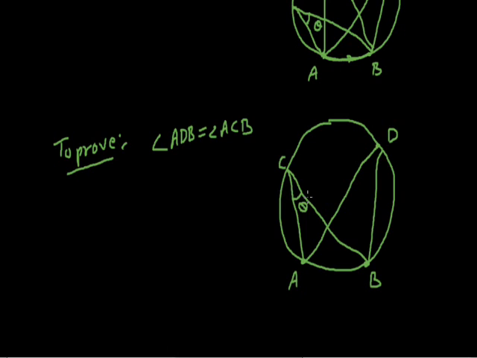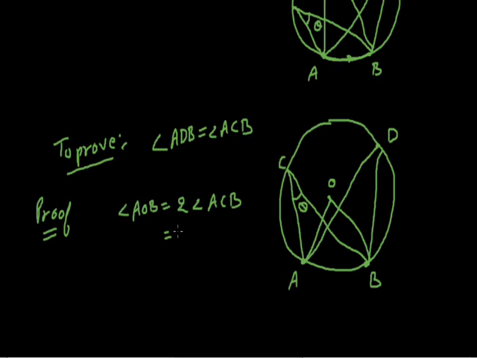Now to prove this, let's say this is the center of the circle O. Now we connect O with A and O with B. As we already know, the angle made by an arc at the center is twice the angle made by the same arc in the alternate segment. Therefore we can say that angle AOB is twice angle ACB. So angle AOB is twice theta.